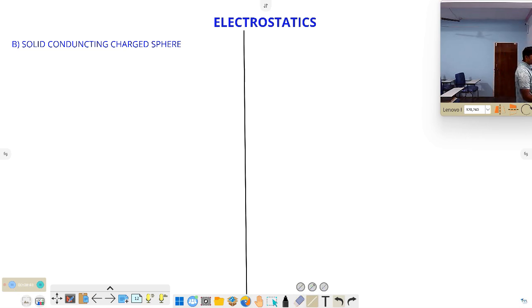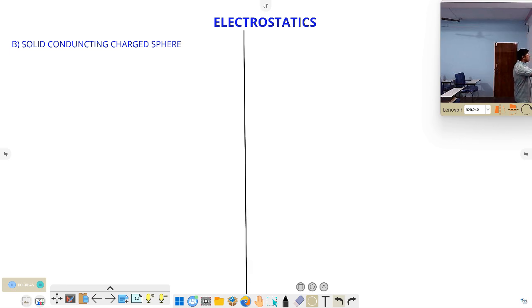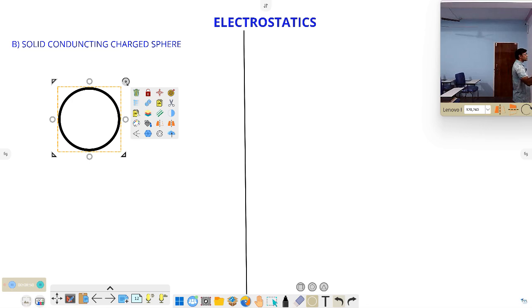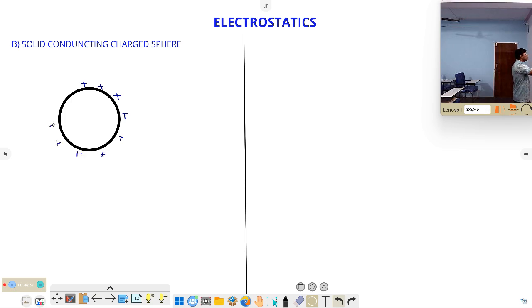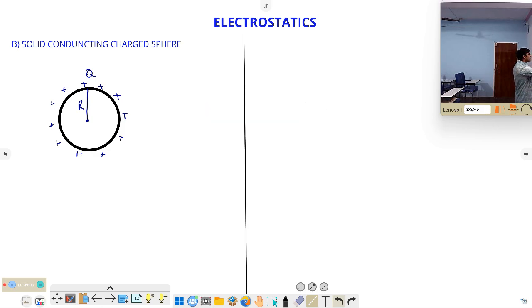In the case of the solid conducting charged sphere, consider a charged sphere like the previous one. This is a conducting sphere which contains the charge. The charges will be accumulated on the surface; the total charge is Q, and the radius is R, same as previous. Now choose 3 points from the center outward.